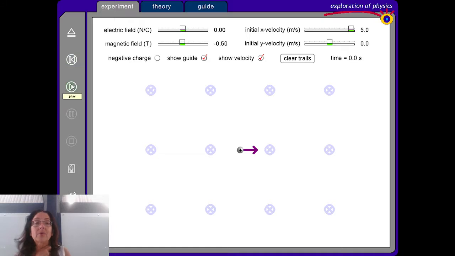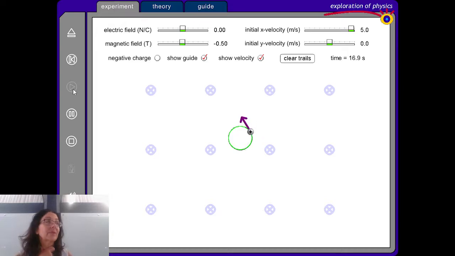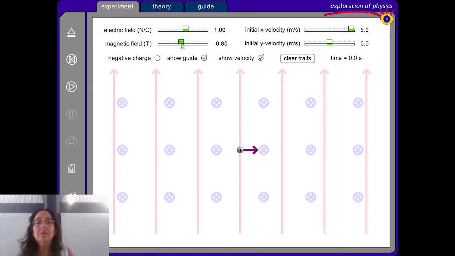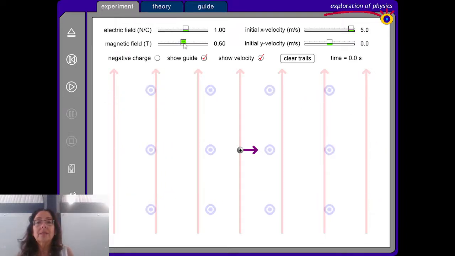So what's going to happen to it? I'm going to make it go fast. It's going to go into circular motion because the force is always perpendicular to the velocity. And when that happens, that's called the centripetal force.